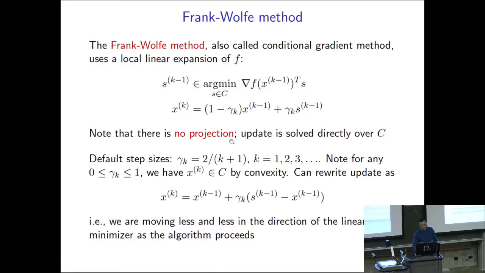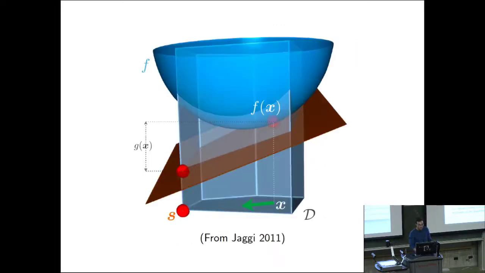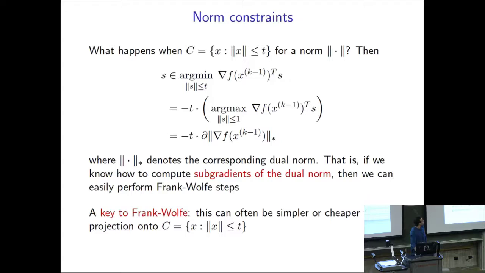Or I can also think about it like this. I take a convex combination of x and s, and that's where I go to. Okay, any questions at this point? So I'm going to walk through a bunch of different examples and try to convince you that this is broadly applicable.